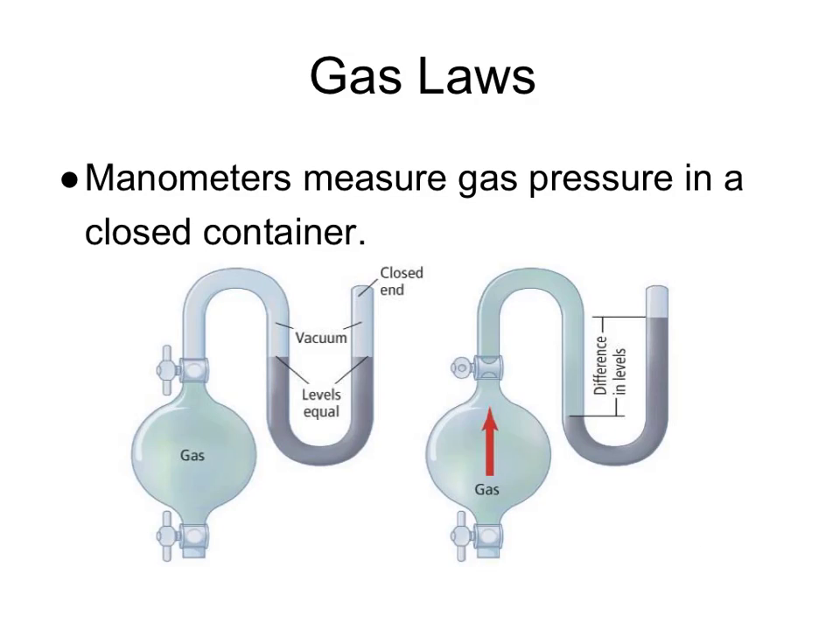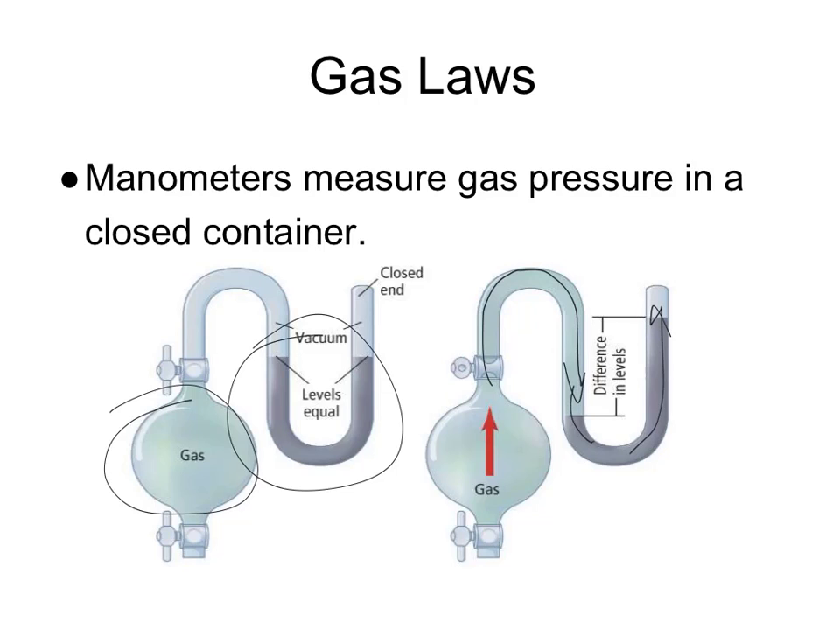Another device is called a manometer, and a manometer is used not for measuring the outside pressure, but for measuring the pressure inside of a sealed container. So what happens is you have this tube, again, filled with mercury in this case, and you have a chamber filled with gas. When you release that gas into the tube, it presses down on one side of the mercury, which causes the other side of the mercury to rise, and you measure the relative pressure by finding the difference in the levels, because they start out equal, and then they change as the gas presses down on one side, which forces the other side up.